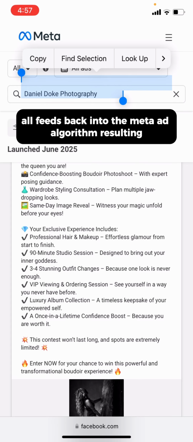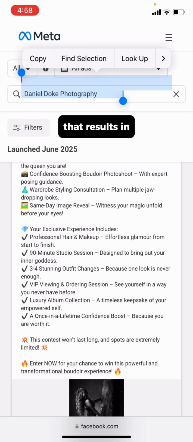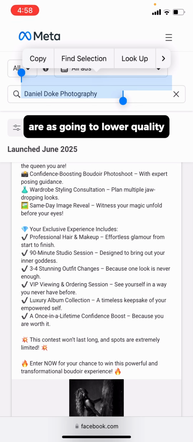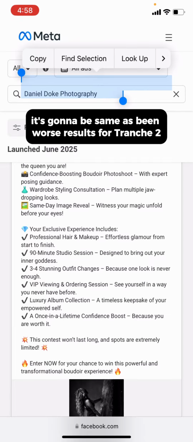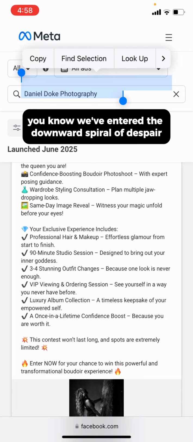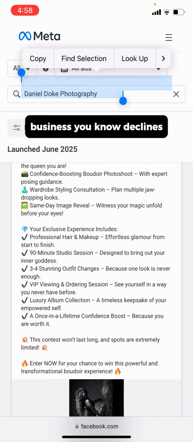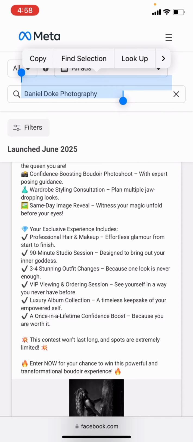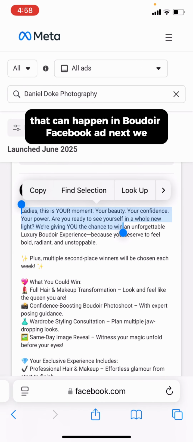ROAS, all feeds back into the Meta ad algorithm, resulting, from our tranche 1 data, in our ads going to lower quality Meta profiles in tranche 2, who are going to convert at a lower rate, so it's going to be same ad spend, worse results for tranche 2. We've entered the downward spiral of despair, ad burning out, ad dying out, refresh creative. Business declines. All right, so those are the first 5 mistakes that can happen in a boudoir Facebook ad.